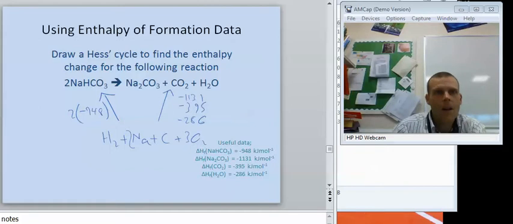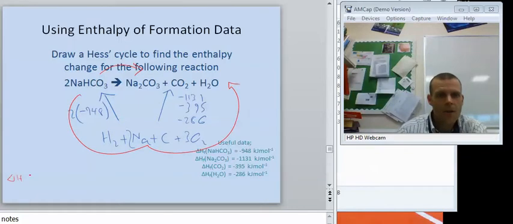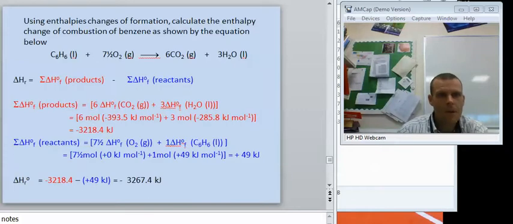minus 286. Putting that information together, going this way is the same as going around this way using Hess's law. So our enthalpy change is equal to the opposite of that, minus 2 times minus 948, plus minus 1131, plus minus 395, plus minus 286. And you can work that out. There we go, that's one more worked example.